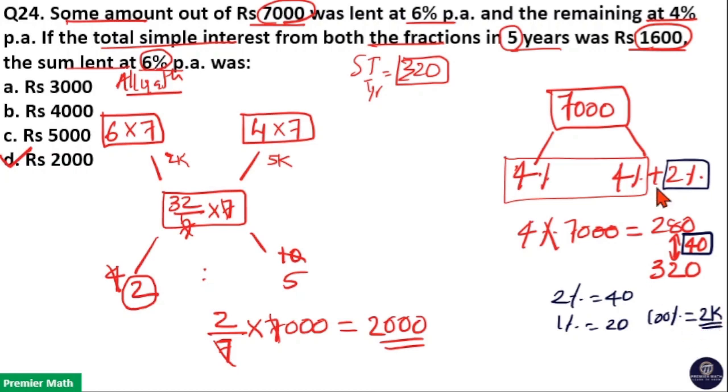So this 2000 is for this 2% part, that is, the 2% part constitutes this 6%. So the sum lent at 6% is equal to 2000 and the sum lent at 4% is equal to 7000 minus 2000, that is 5000. So here option D is your answer. The sum lent at 6% is 2000.